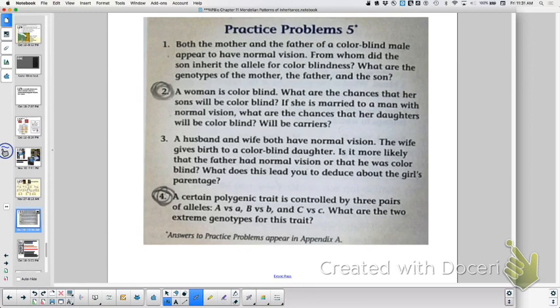Did we get all of Mendel's laws of probability? Chance. Okay, chance has no memory. Each offspring has the same probability of inheriting a trait. It is not dependent on the genetics of the offspring before.